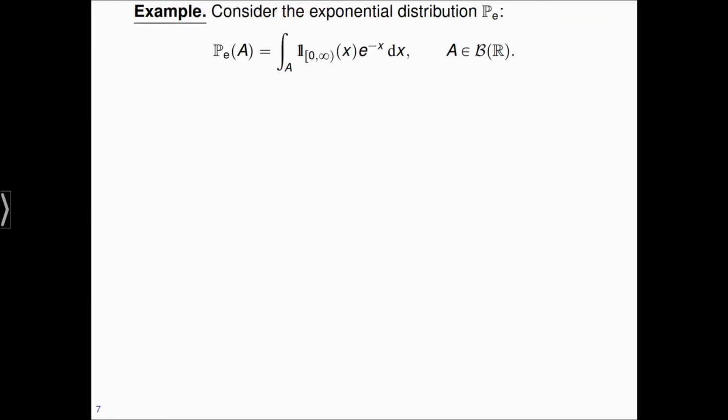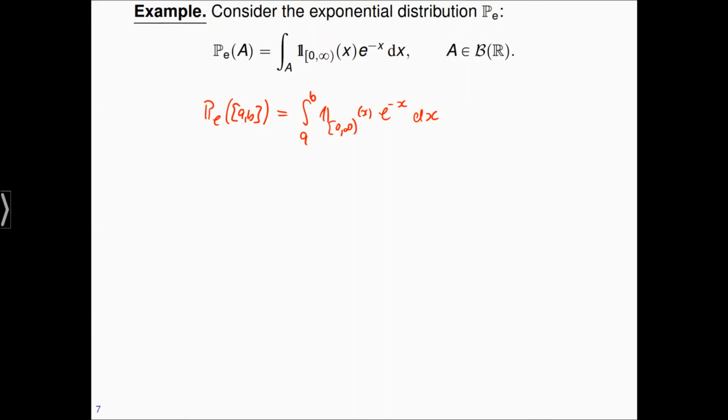Let's take a look at a few examples. The first example continues this theme of continuous distributions. Consider, for example, the exponential distribution. I denoted this by PE. The exponential distribution is characterized by this density here with respect to the Lebesgue measure.